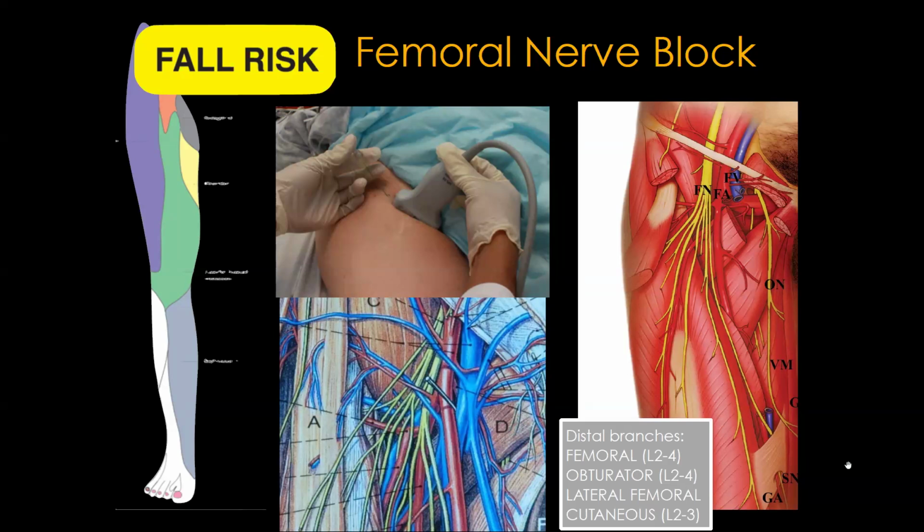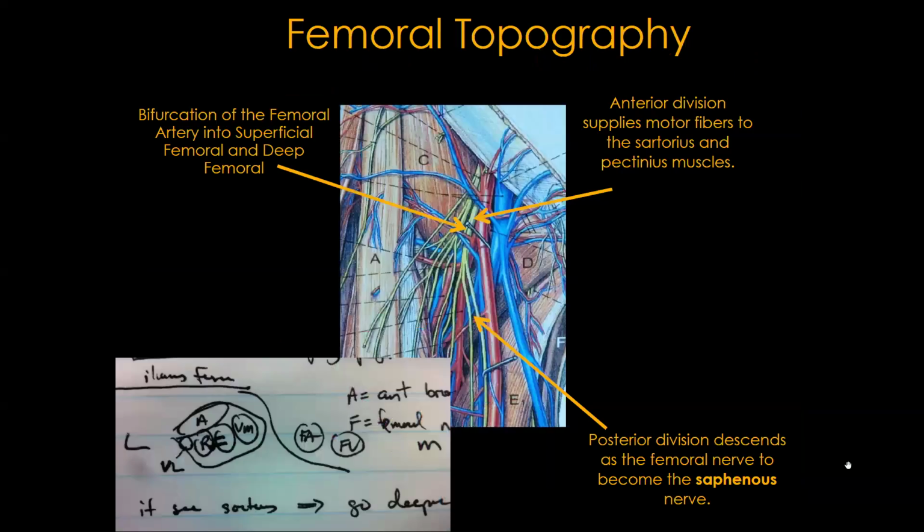So this picture at the bottom left of your screen shows how the femoral nerve is all spread out once the common femoral becomes the superficial and deep femoral. So there are anterior and posterior divisions of the femoral nerve. The anterior divisions go down and become the saphenous and the nerve to the vastus. And we want to do this block proximally where the common femoral shows us that we're at the right spot on the femoral nerve for everything to be together. So the anterior divisions supply the motor fibers of the sartorius and pectineus muscle. Posterior divisions descend to the femoral nerve to become the saphenous nerve.